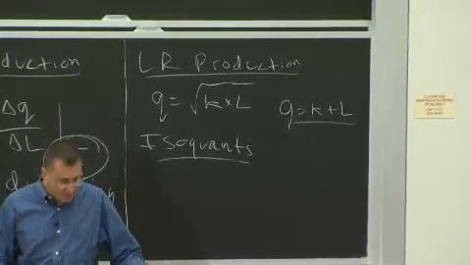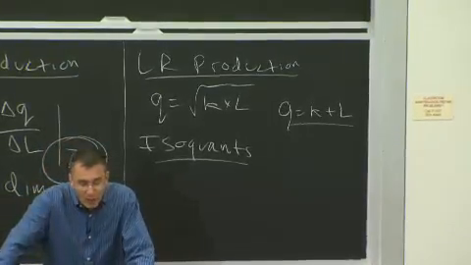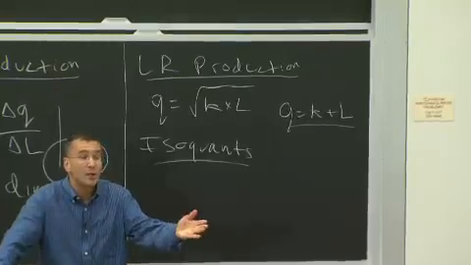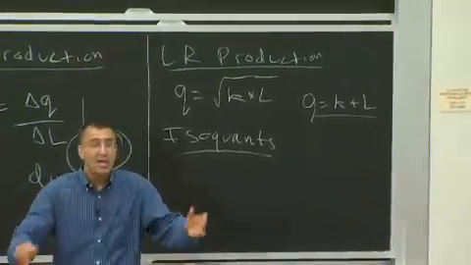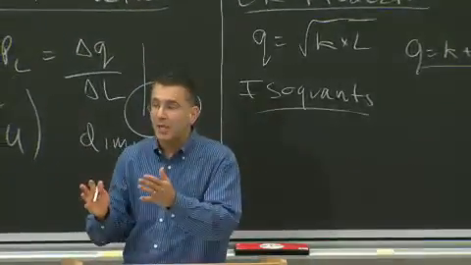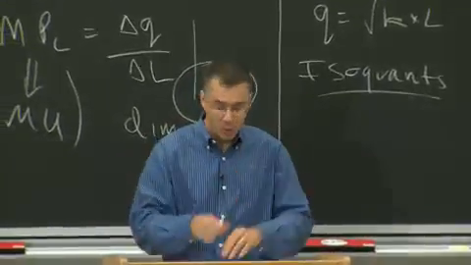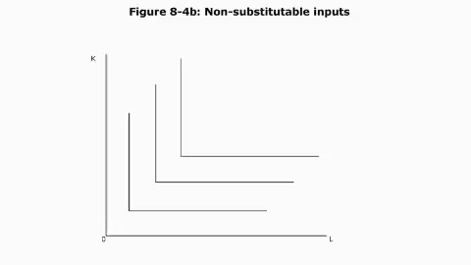Okay? On the other hand, let's think about goods which are not at all substitutable, like cereal and cereal boxes. Okay? The cereal doesn't do any good unless you have a box to put it in. The box doesn't do any good unless you have cereal to put in it. That would be like 8.4b.